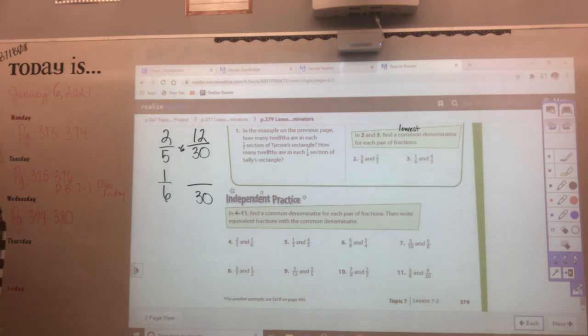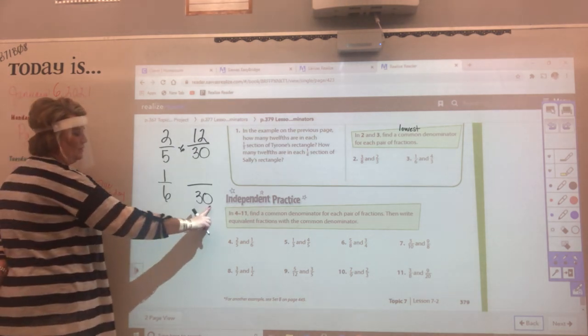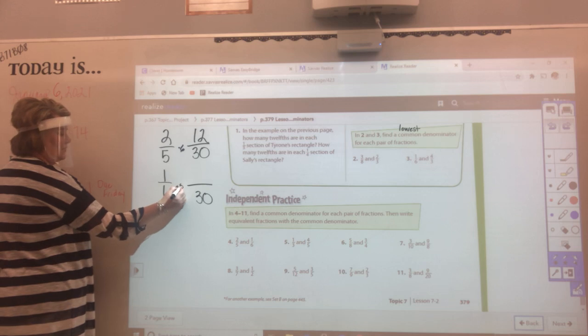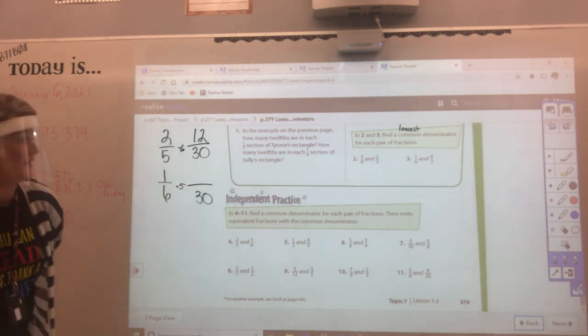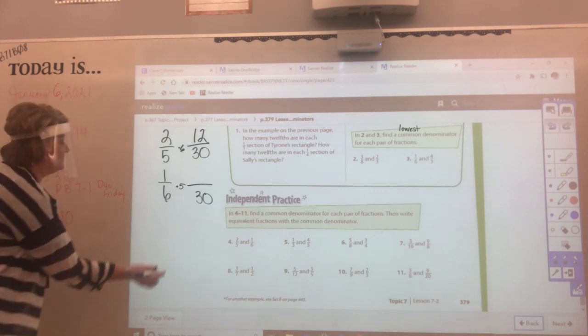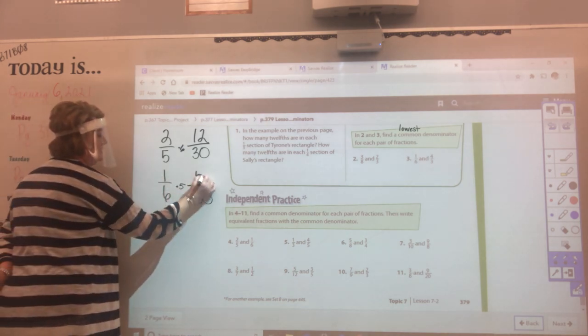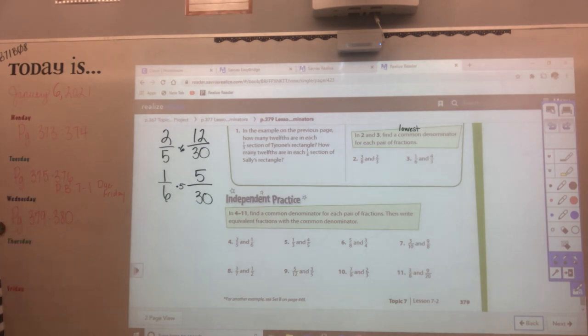Now we're on the bottom. How in the world did I go from 6 to 30? What did I multiply by? 5. So put times 5 in the middle. And if we multiply the bottom times 5, got to multiply the top times 5. So 1 times 5 gets me 5. There's your answer. 12/30ths and 5/30ths.